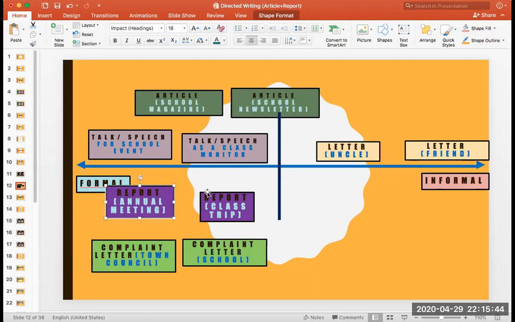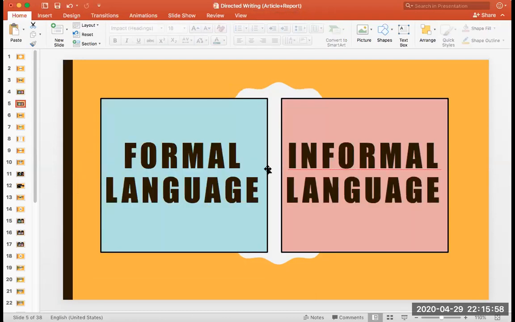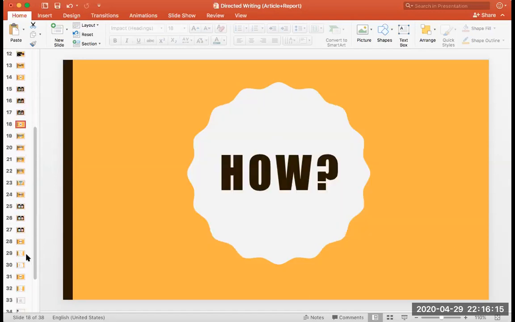We have many types of reports. It can be a class trip, it can be a meeting. So I want you to keep it in your mind that we have different types of language. We have formal language, we have informal language. So for a report, what kind of language do we use? That's something that we want to find out today. Okay, so let's jump into it.